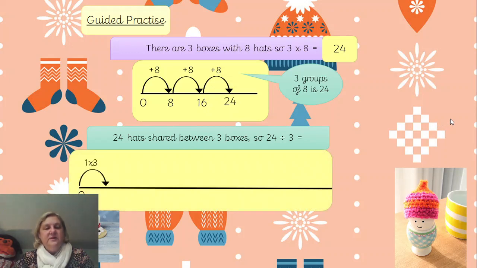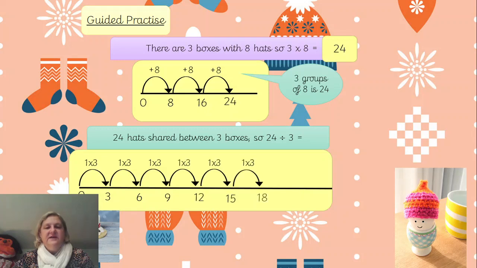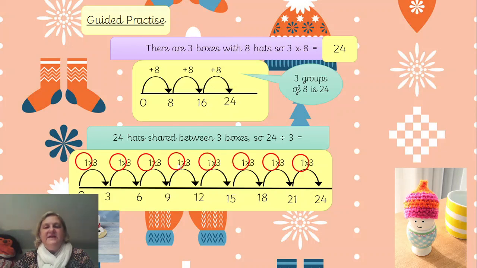We're going to do 1 times 3 on the top now. 0. Jumps. First jump is to 3 because we're starting that number line on the 0. Another group of 3, 6, up to 9, 12, 15, 18, and the last one, 24. So we're going to count those jumps, and we've got 8 of those, and 8 groups of 3. Yes, 8. Brilliant.